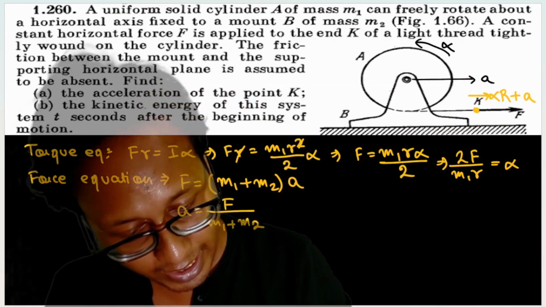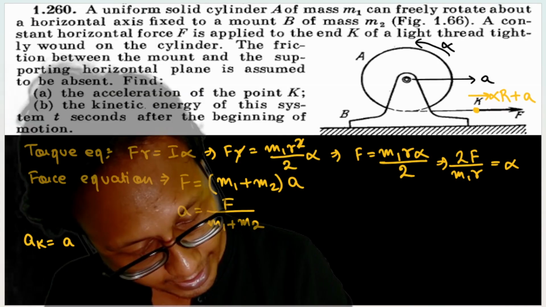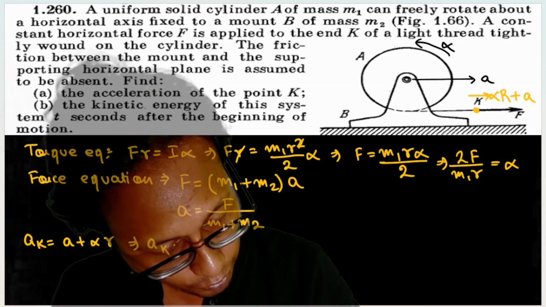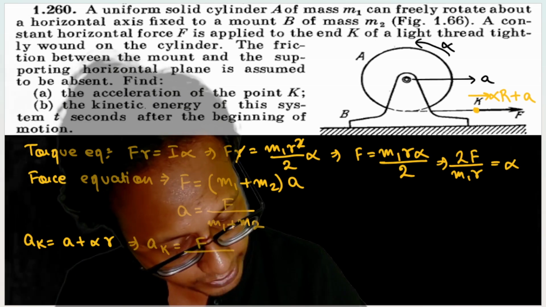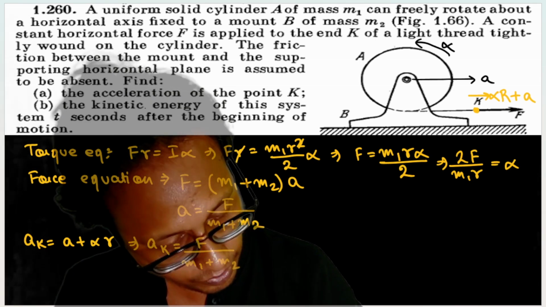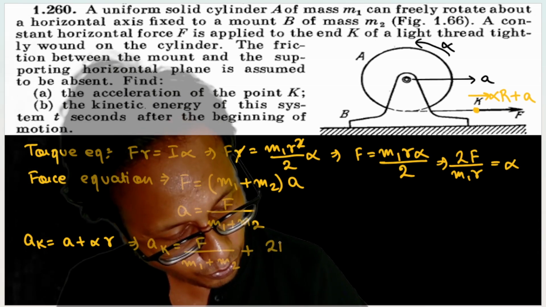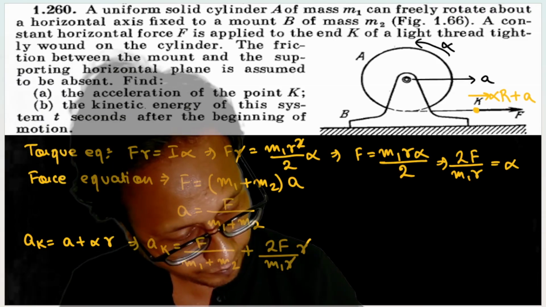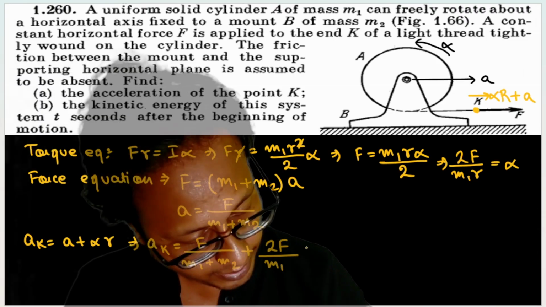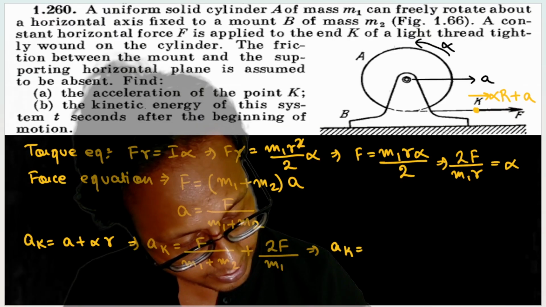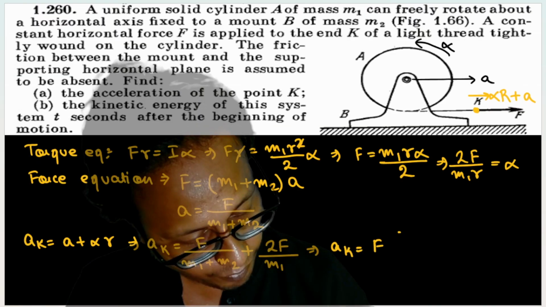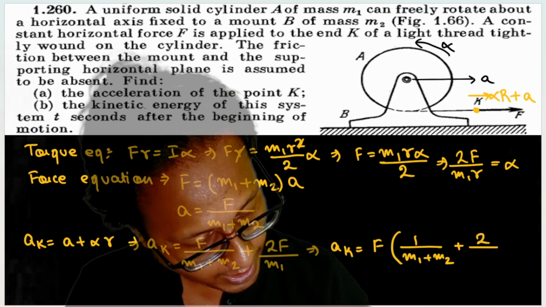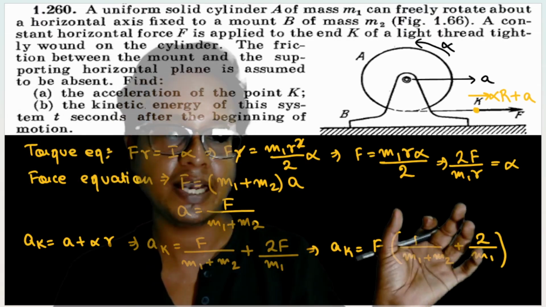Understood this point? So acceleration of point k is nothing but a plus alpha into r, where r is the radius of the cylinder. What is the value of a? Force divided by m1 plus m2. What is the value of alpha? 2 into force divided by m1 r, into r. So r and r will get cancelled. So I'll be left with acceleration of k as F times (1 by (m1 plus m2) plus 2 by m1). Let me leave acceleration as this.